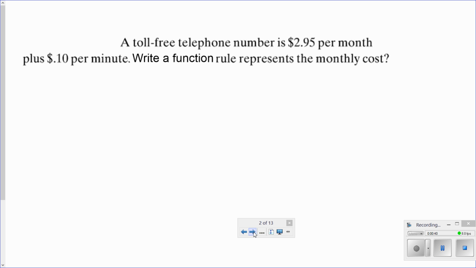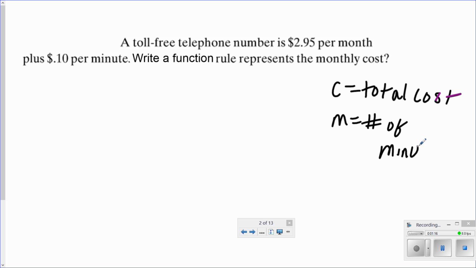So it says a toll-free telephone number is $2.95 per month plus 10 cents per minute. So what's a function rule to represent the monthly cost? So we're just going to look at 1 month. So we're going to assume it's just a $2.95 for that one-time fee. So first we need to define our variables. So we know that we're going to be trying to figure out the total cost. We don't know how many minutes our phone call is, so M is going to represent the number of minutes. And it's very important that you define your variable so that we know what the function means.